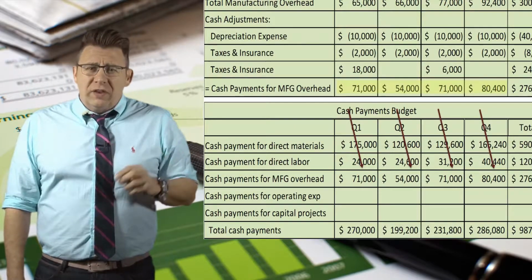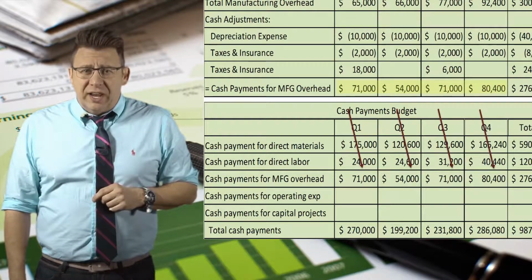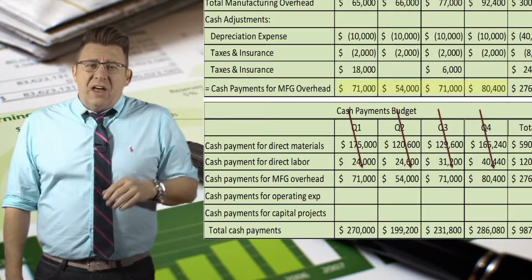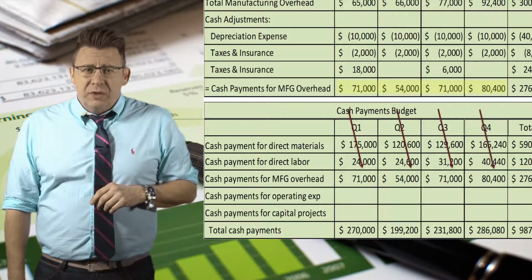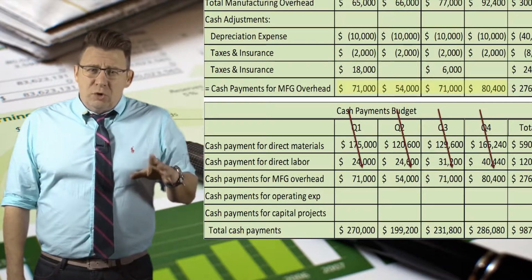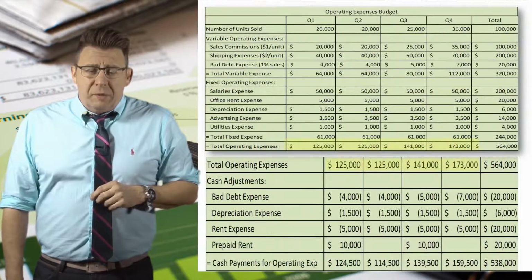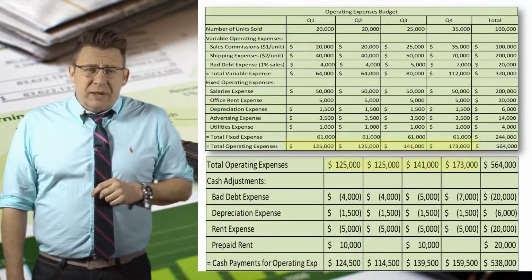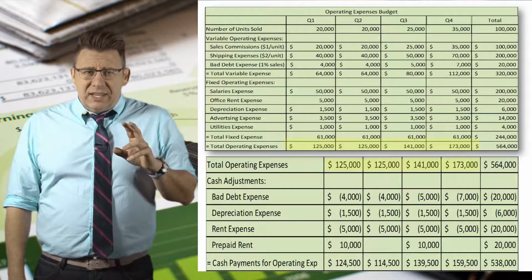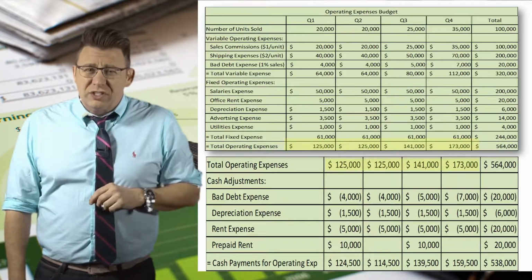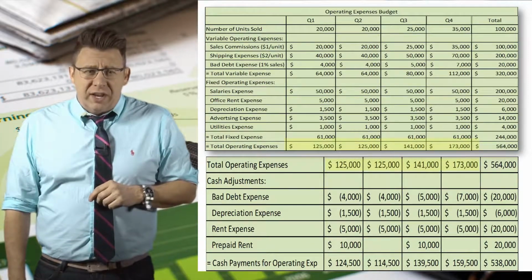Then we can total the cash payments for manufacturing overhead and list that on the cash payment budget. In my example, let's assume that all payments are made in the quarter incurred. The amount paid for operating expenses are calculations similar to what we just did for the manufacturing overhead.